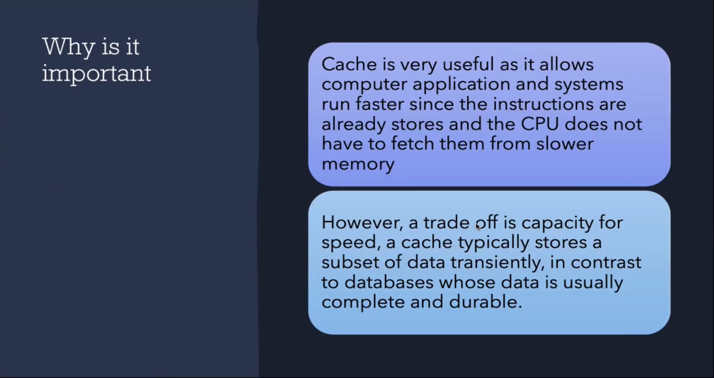Why is cache important? It's very useful because it helps computer applications and systems run faster, since the CPU does not have to fetch the instructions from elsewhere or slower memory, since they're already stored. But a trade-off is capacity for speed. Cache is usually faster than other types of memory, but can store less data. Also, it is quite expensive.